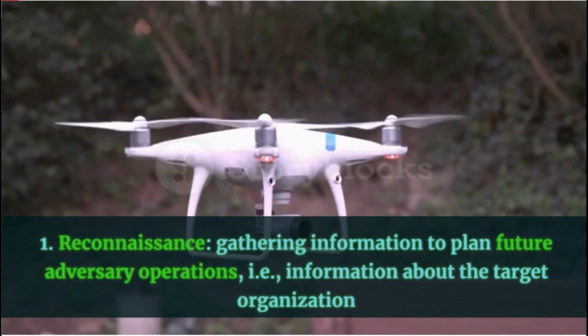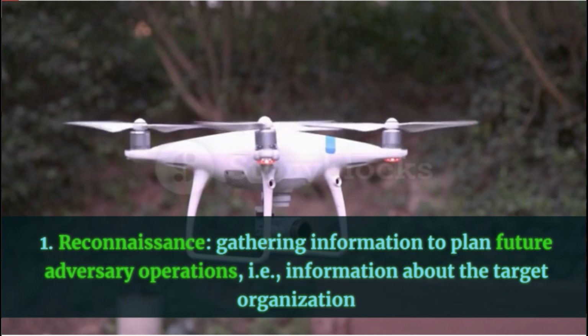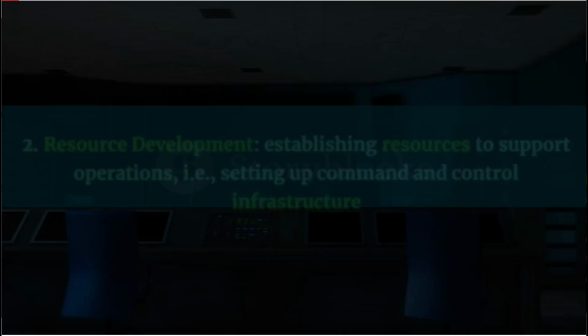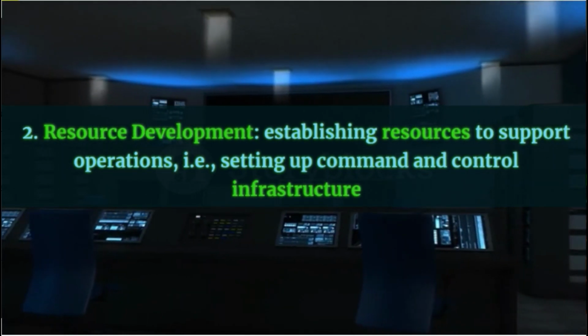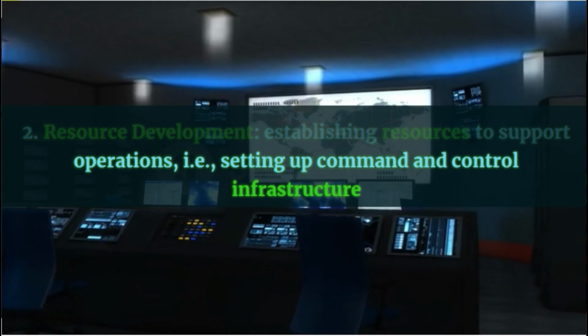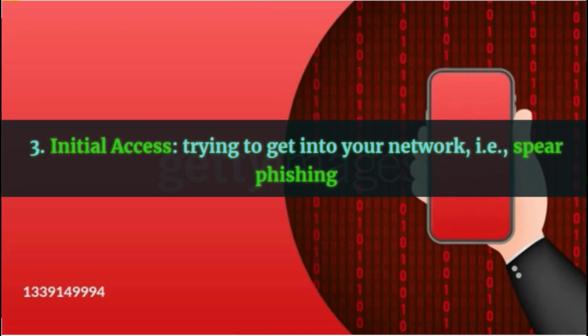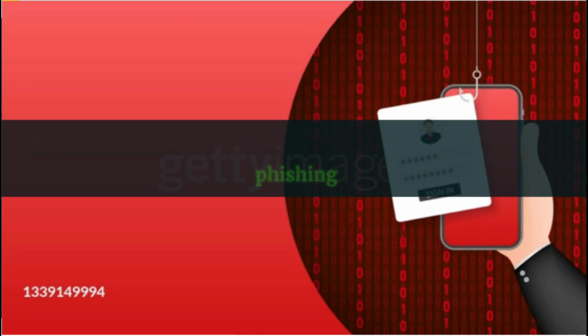1. Reconnaissance, gathering information to plan future adversary operations, i.e., information about the target organization. 2. Resource development, establishing resources to support operations, i.e., setting up command and control infrastructure. 3. Initial access, trying to get into your network, i.e., spear phishing.